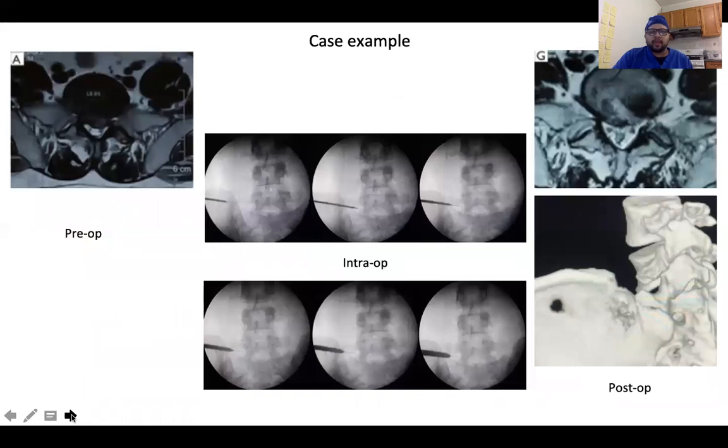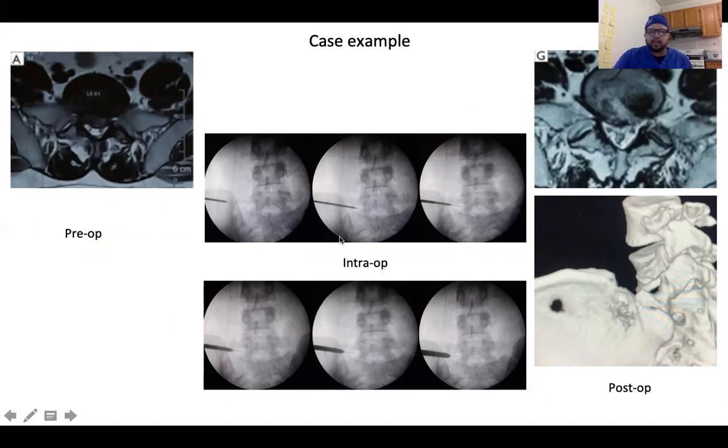I've included a sample case here. If you can see, towards the left is a pre-op MR scan showing a herniated disc at L5S1 with a large central as well as a left paracentral component. These are some of the intraoperative pictures.